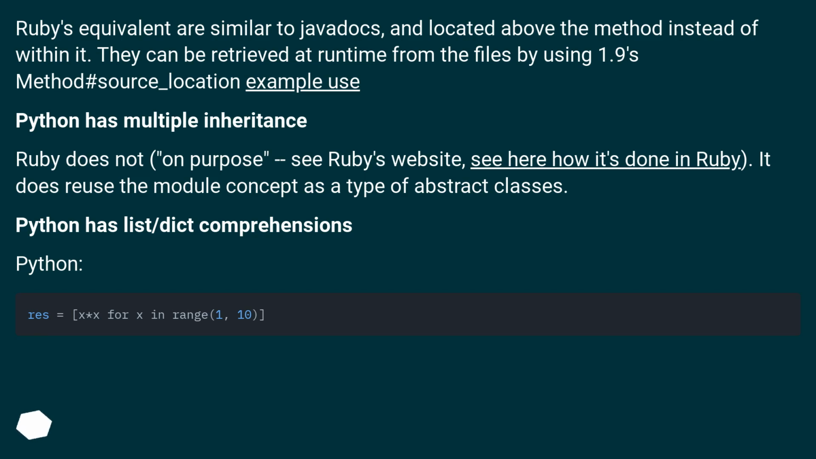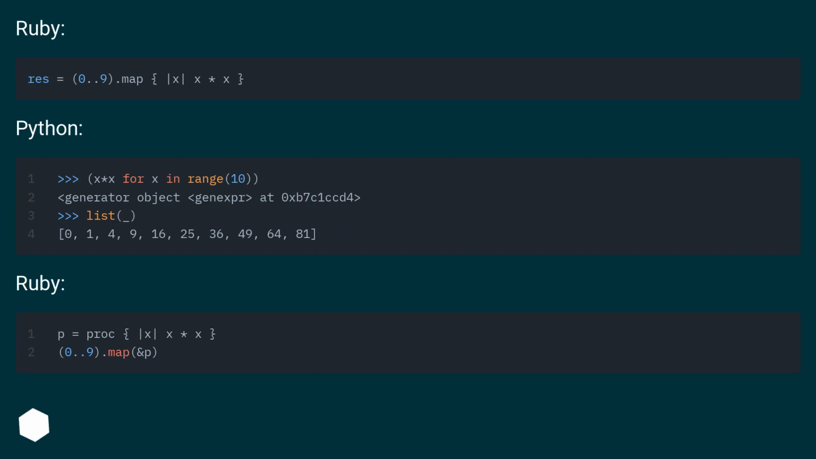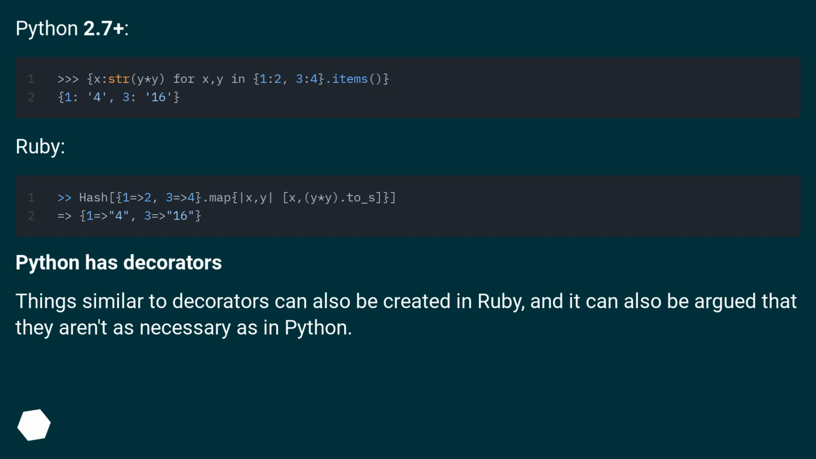Python has list/dict comprehensions. Python. Ruby. Python. Ruby. Python 2.7 plus. Ruby.